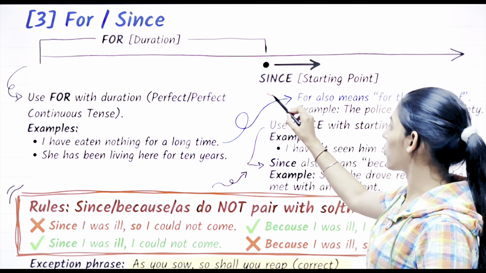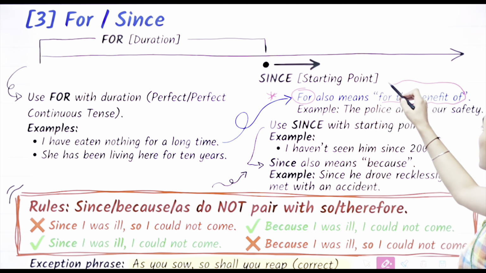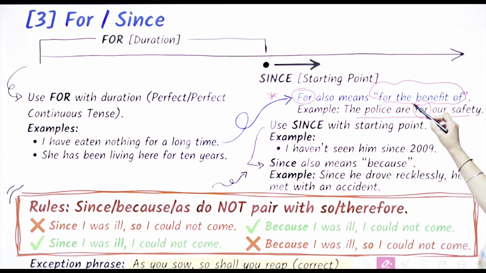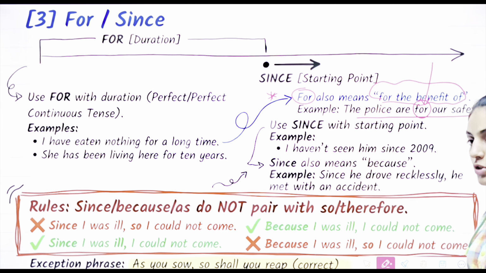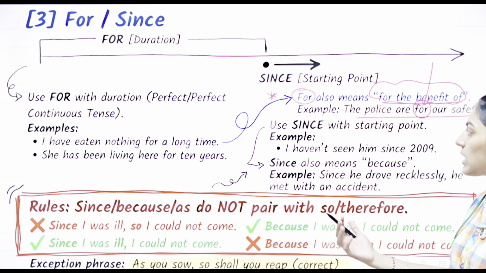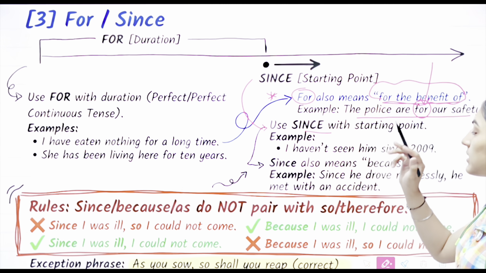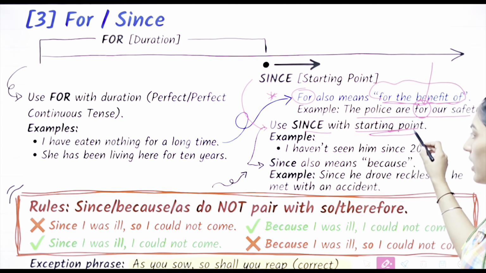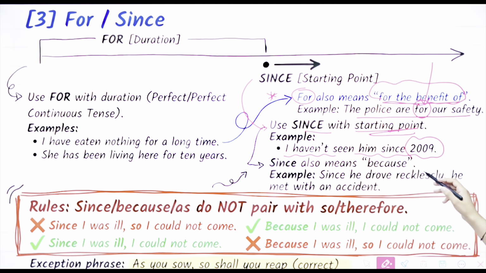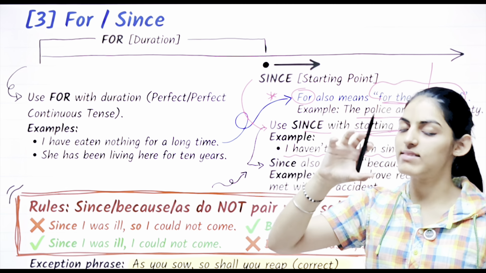Now here we have one more important thing, that is for. It also means for the benefit of. This is very important. For example, the police are for our safety. So here for is a preposition, but the meaning changes. It means for the benefit of. All right, now we will see the use of since. Since is a preposition with a starting point. For example, I haven't seen him since 2009. So here the starting point was 2009, since 2009 I haven't seen that person.